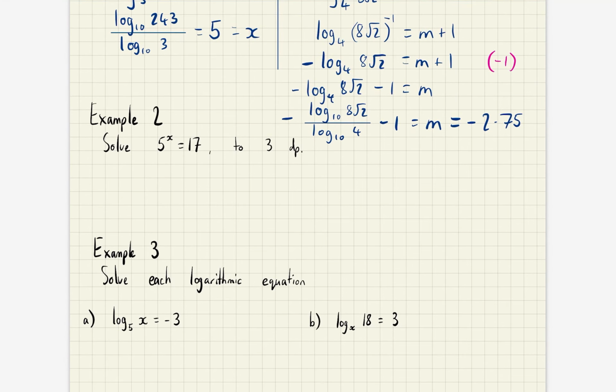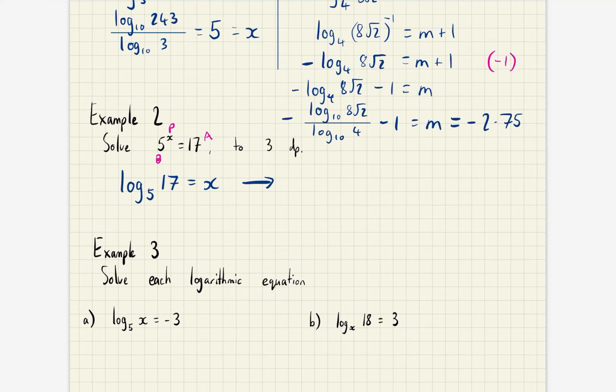So example 2. We're going to solve 5 to the power of x is equal to 17. Now, we don't know what x is, but that's okay. We can BAP it. So that's the first thing I'll do. So that's the base, the power, the answer. And so I've got log base 5, the a is 17, and the power is x.